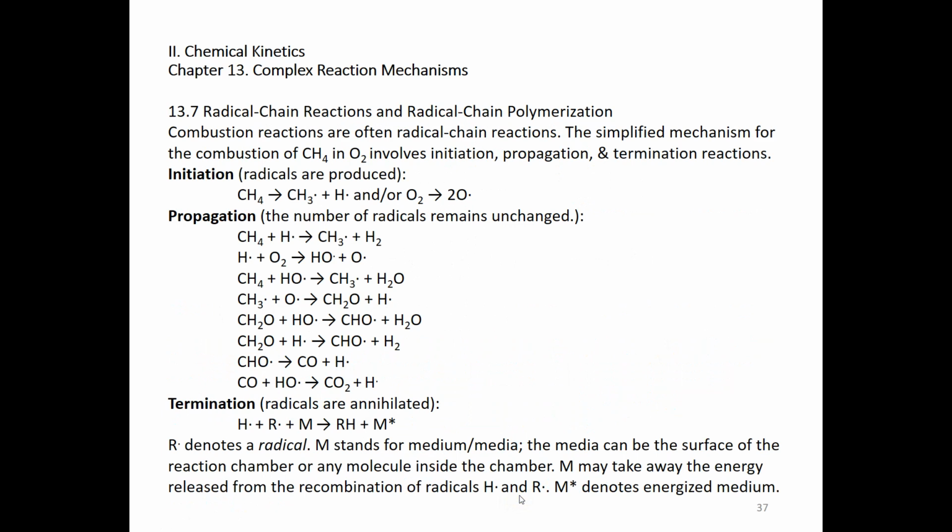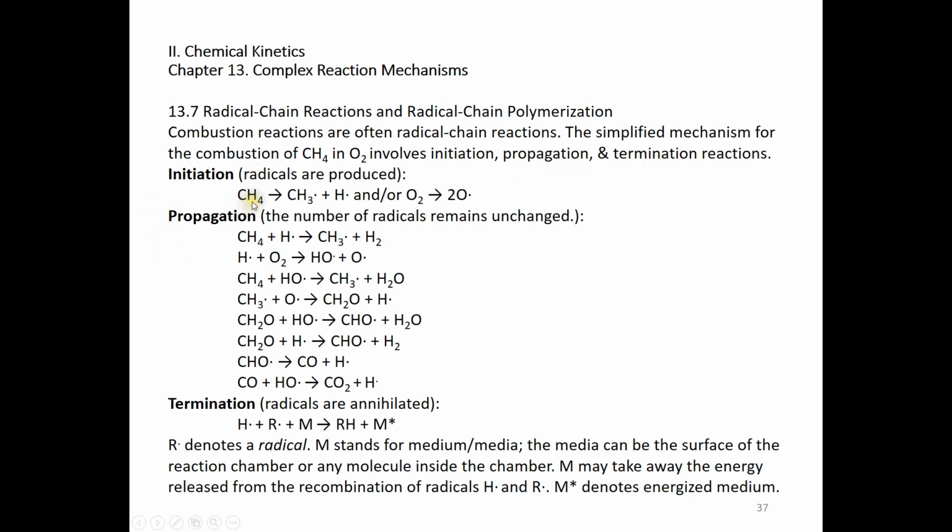Combustion reactions are often radical chain reactions. Now let's look at the combustion of methane in oxygen. Also, there are three stages: initiation, propagation, termination. In the initiation stage, radicals are produced. In the propagation stage, the number of radicals remains unchanged. In the termination stage, radicals are annihilated.